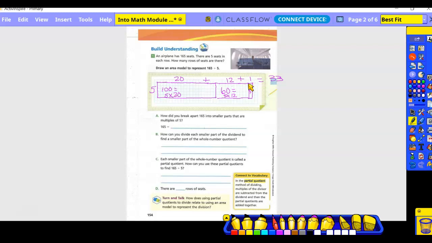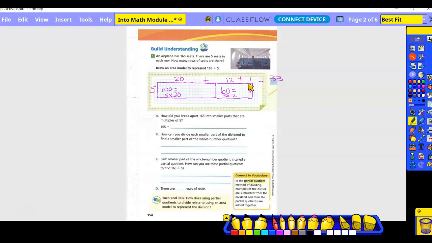Let's look at our questions. Letter A: how did you break apart 165 into smaller parts that are multiples of 5? We broke it into its units, or place values. We broke it into 100, then the 10s, and then the 1s. Could we have chunked it differently too? Yes, but this is what we came up with. Letter B: how can you divide each smaller part of the dividend to find a smaller part of the whole quotient? We said 100 for this first box, and then 5 times 20 got us that, so we put 20 on top. Then we did it for the boxes that came after.